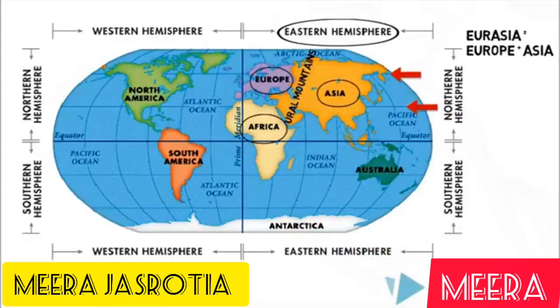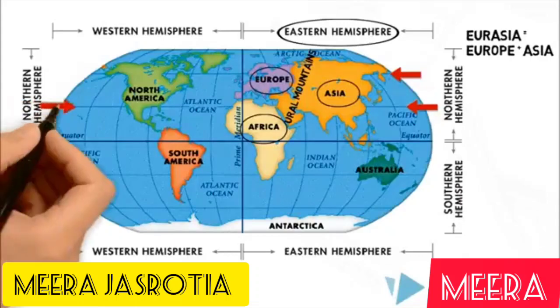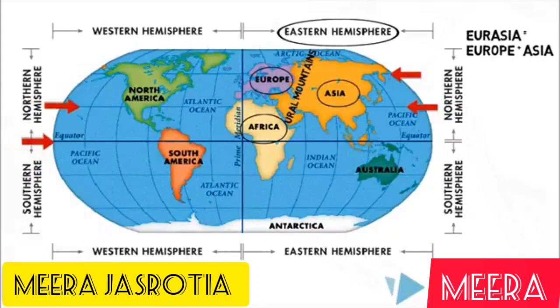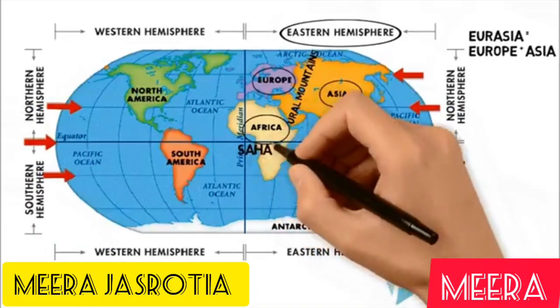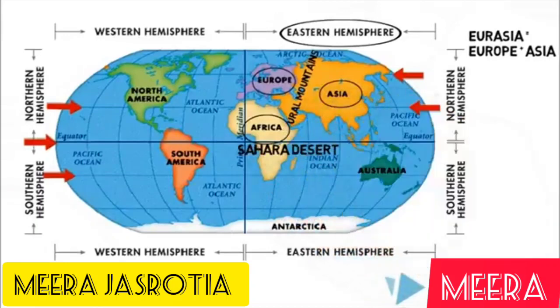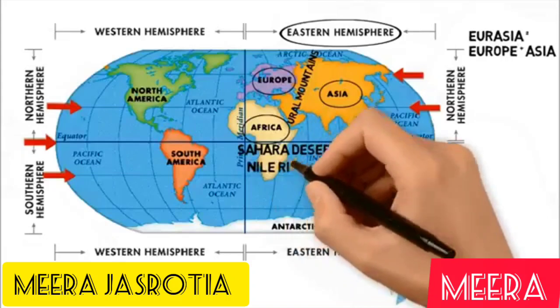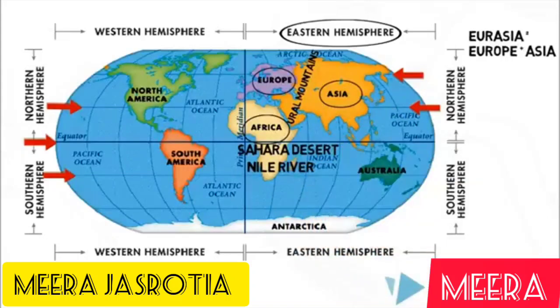The equator or 0-degree latitude runs almost through the middle of the continent. A large part of Africa lies in the northern hemisphere. Africa is the only continent through which the Tropic of Cancer, the equator, and the Tropic of Capricorn pass. The Sahara Desert, the world's largest hot desert, is located in Africa. The continent is bound on all sides by oceans and seas. The world's longest river, the Nile River, flows through Africa.